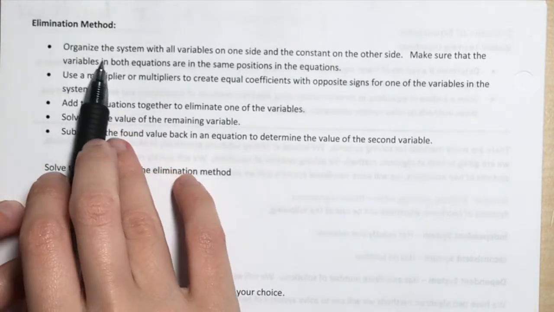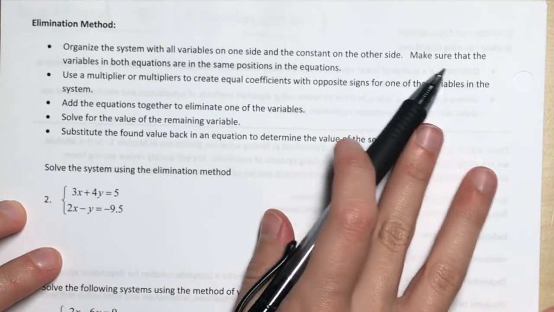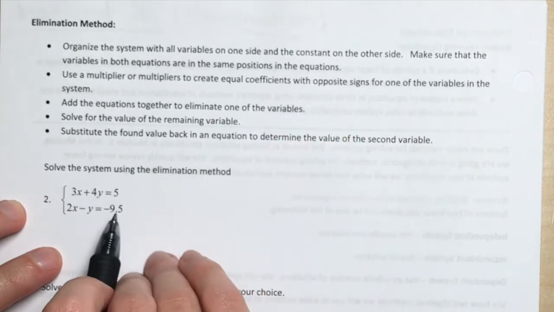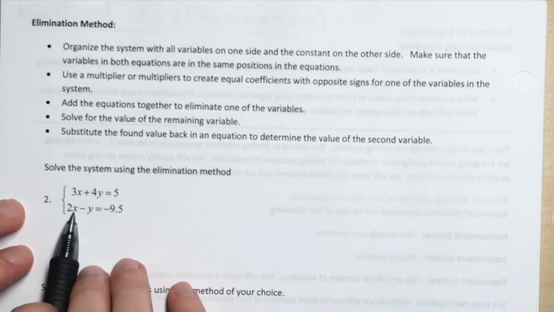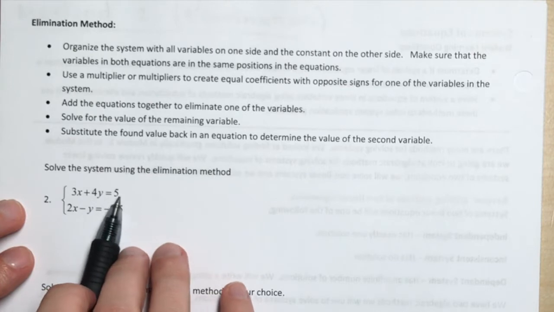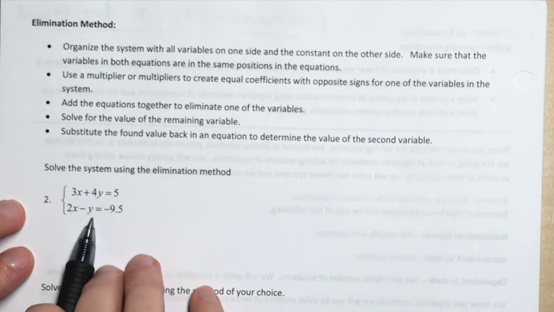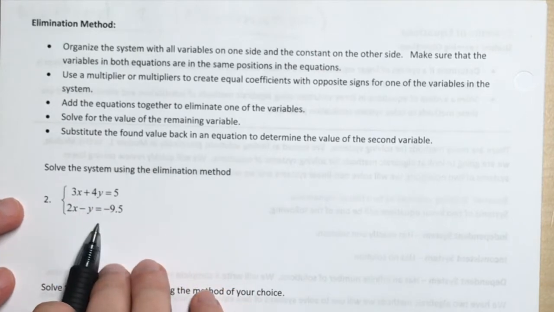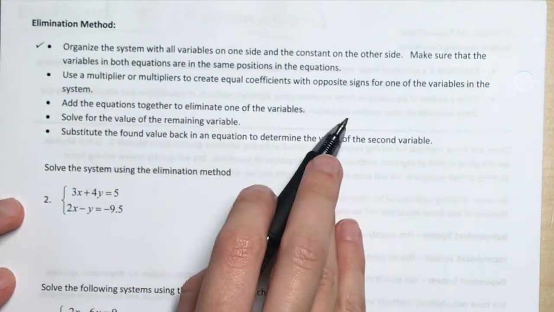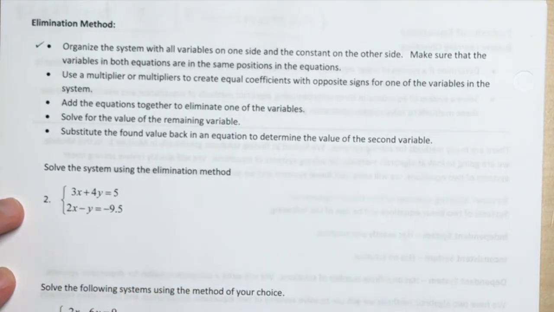So the first step is to organize the system with all variables on one side and the constant on the other side. We want to make sure that the variables in both equations are in the same positions. So here we have that, right? We have them sort of lined up. We have the terms with variables on one side, and the constant term on the other side. And the x's are in the same positions and the y's are in the same positions. So we're all lined up. So this is done.